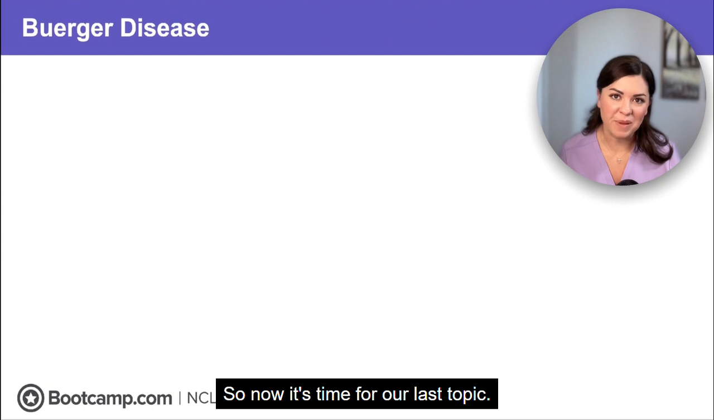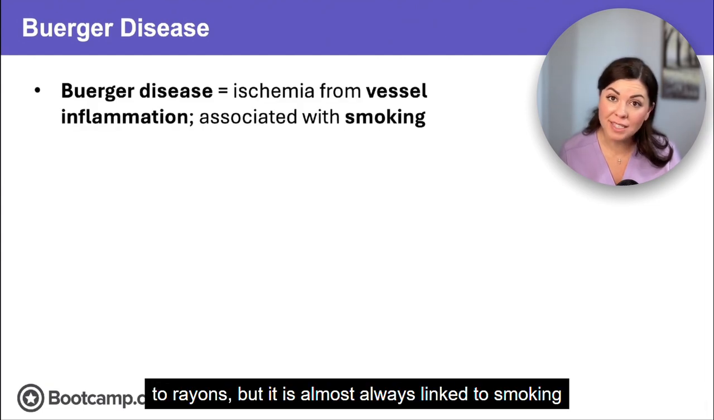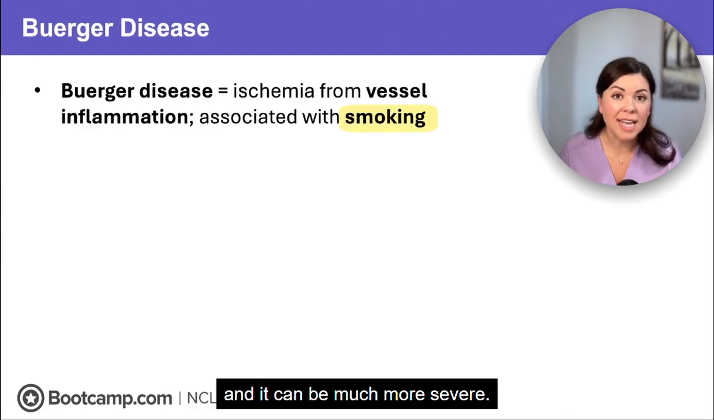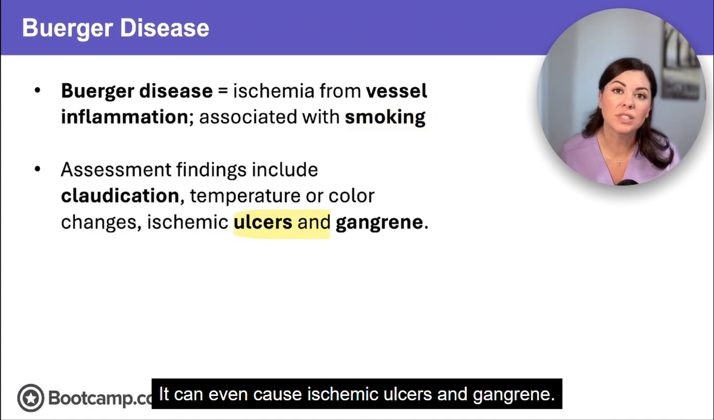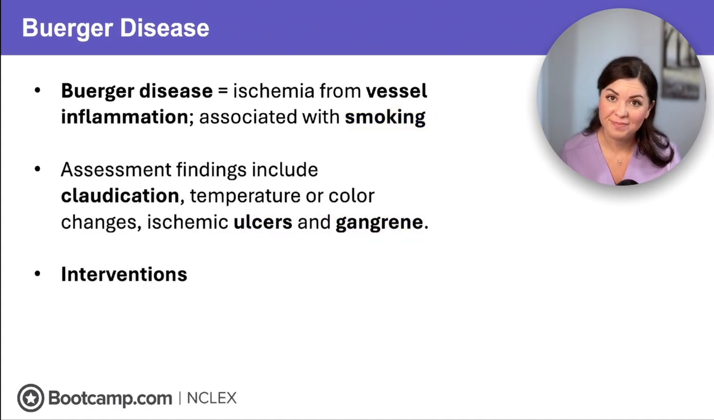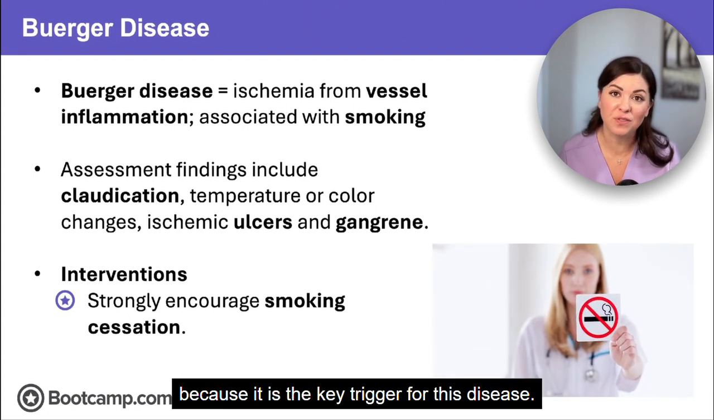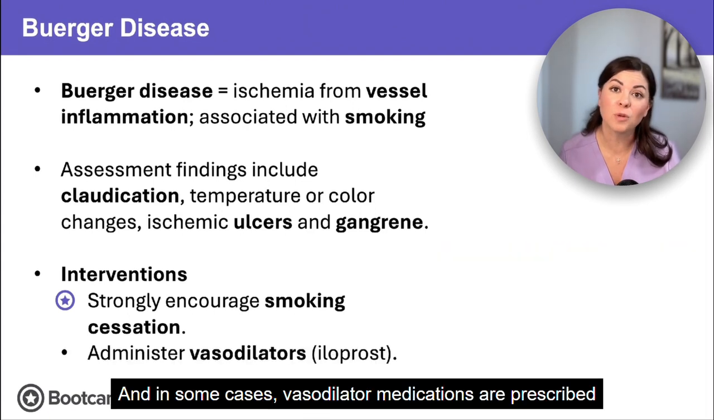So now it's time for our last topic. Buerger disease is a rare condition that is similar to Raynaud's, but it is almost always linked to smoking. And it can be much more severe. It can even cause ischemic ulcers and gangrene. So what is the number one priority intervention? Stop smoking immediately, because it is the key trigger for this disease. And in some cases, vasodilator medications are prescribed to help improve blood flow.